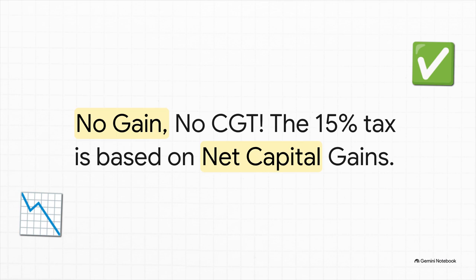Remember the contrast we built earlier? Real property taxes you on presumed gain based on selling price or FMV. So you pay 6% even at a loss. But unlisted shares are taxed at 15% on net capital gains. If your cost is higher than your selling price, your net gain is 0, and 15% of 0 is 0. You owe no capital gains tax.